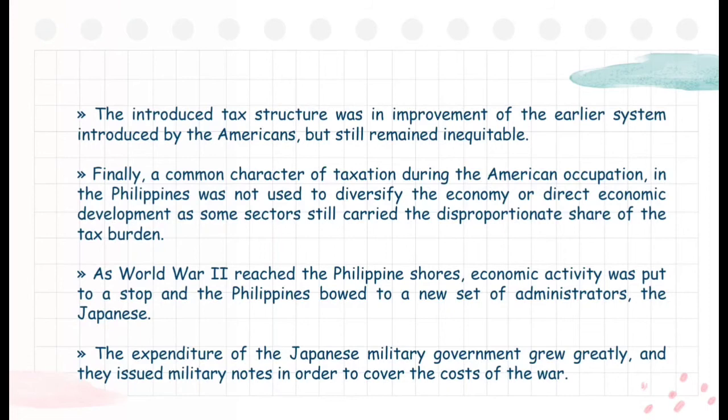As the war raged, tax collection was a difficult task, and additional income of the government was derived from sales of the national sweepstakes and sale of government property. Then the expenditure of the Japanese military government grew greatly, and they issued military notes in order to cover the cost of the war.